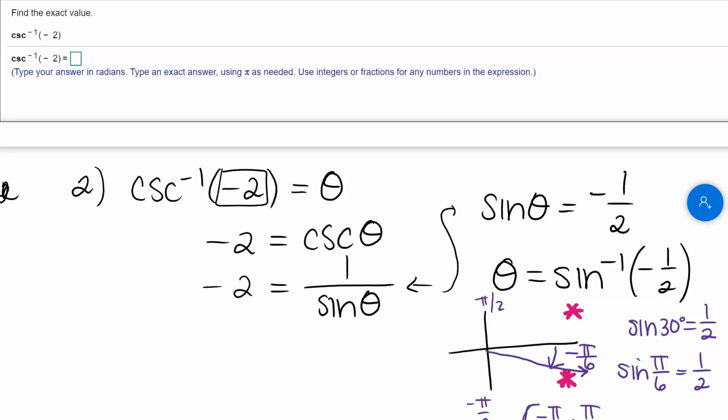Who cares? Negative pi over 2 and pi over 2, right? So what's my answer here? It's going to be negative pi over 6. Okay, let's look at the next one.